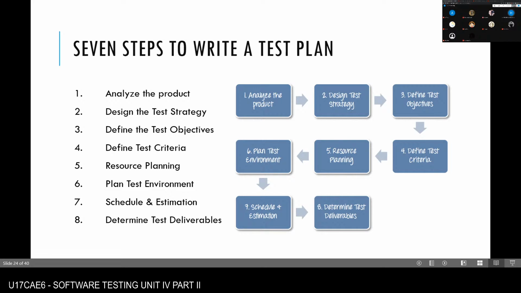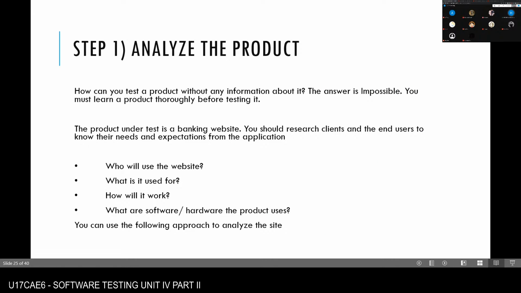Okay, so the first step is to analyze the product. So for example, you take an example like a banking software. Okay, so before testing the product, you need some information, right? So you must learn how the product functions or how each mechanism functions. Without that, you won't be able to test. So you take a banking, or for example, you take our exam software, right? Someone here is doing exam software, right? Like Amit.